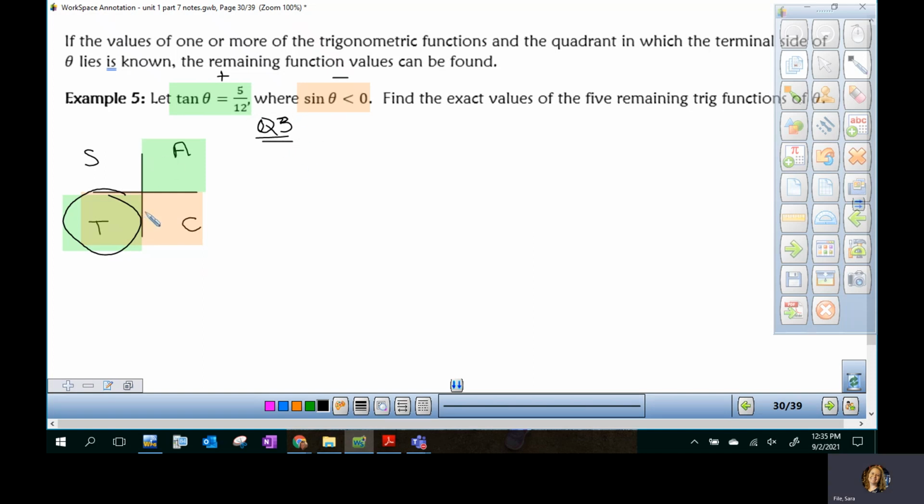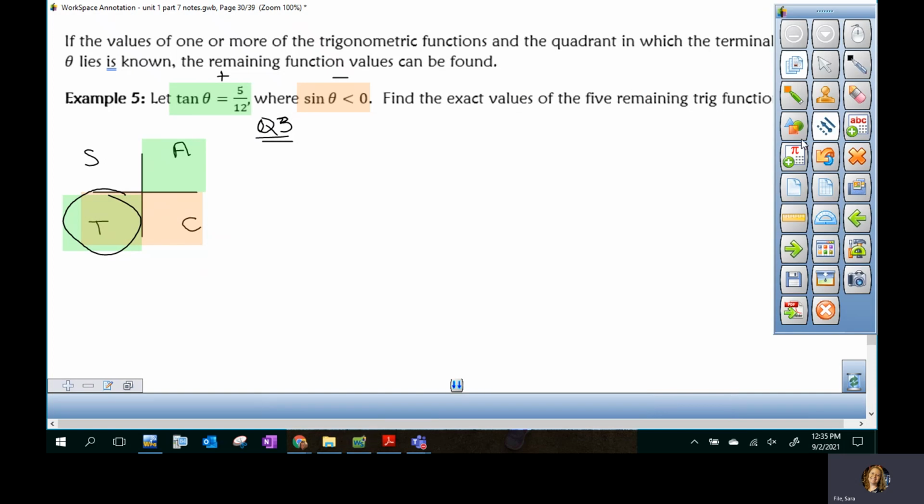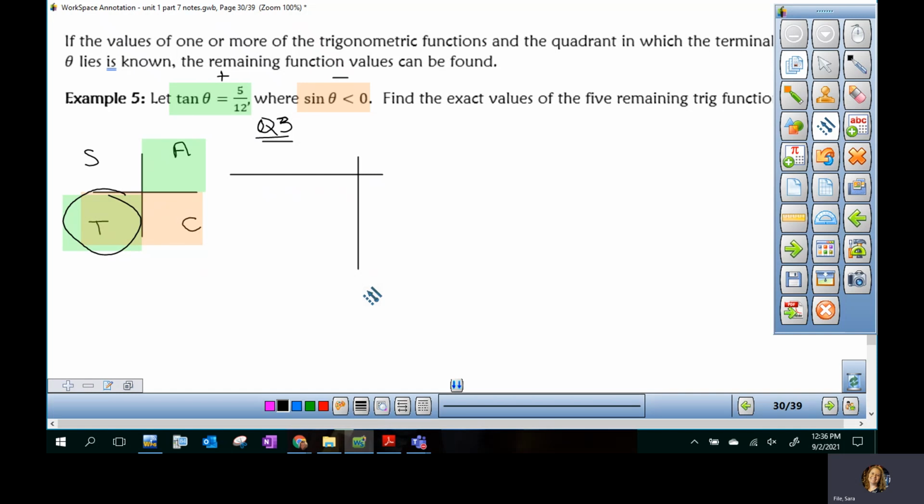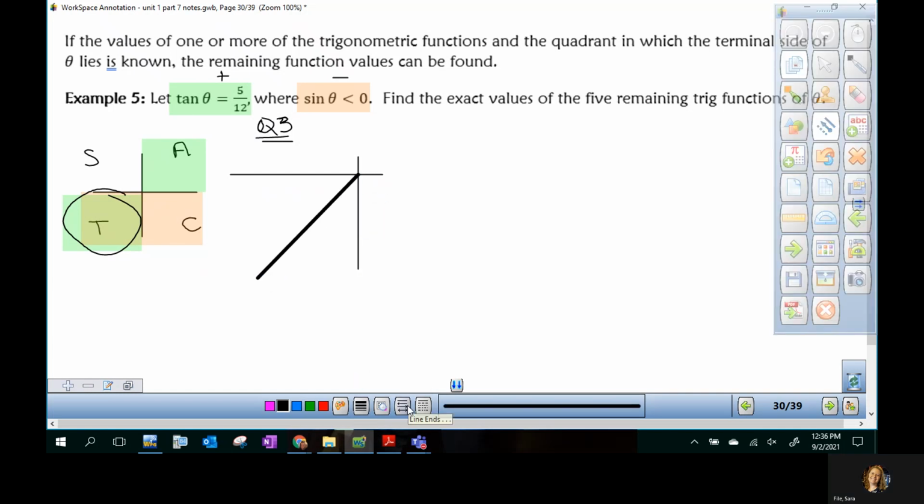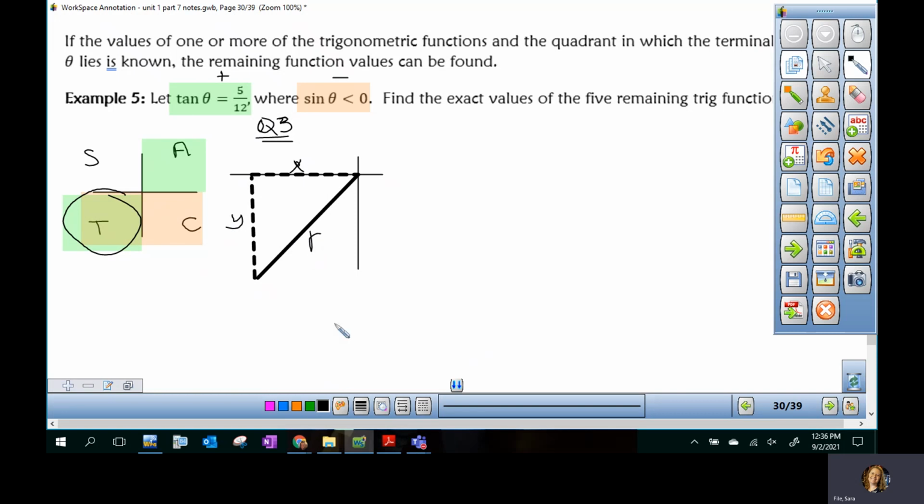That's what's different here than the first one, where they just give you the ordered pair and you plot it into the correct quadrant. We have to think a little bit about All Students Take Calculus to figure out which quadrant we're in. So now I'm going to draw my triangle in quadrant 3. I put the terminal side, and then I draw the x, y, and label. So this is x, this is y, this is r.